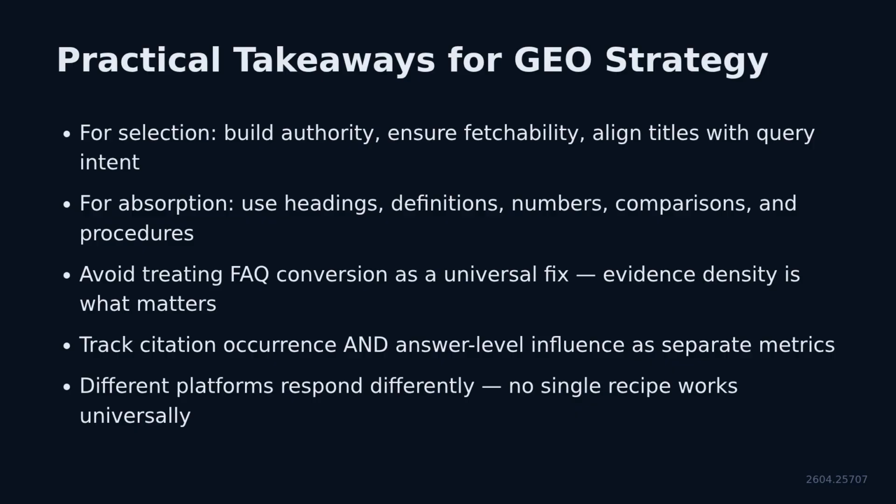So what does this mean in practice? For getting selected, focus on credibility, fetchability, and metadata alignment with likely query intent. For getting absorbed, write pages as modular evidence containers. Use headings to expose your semantic skeleton, include definitions, numerical facts, comparison tables, and procedural steps. For evaluation, track both citation occurrence and answer-level influence separately. A dashboard that counts citations alone will miss the central pattern of this dataset. Breadth and depth diverge, and both matter for different objectives.